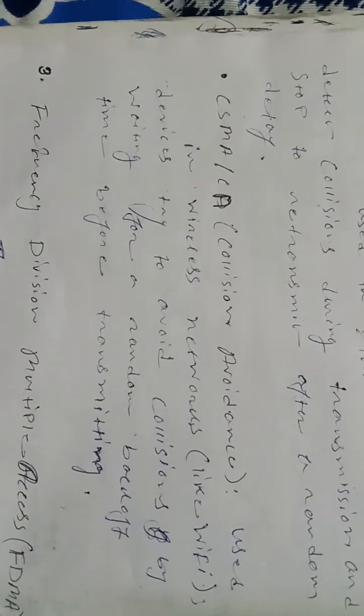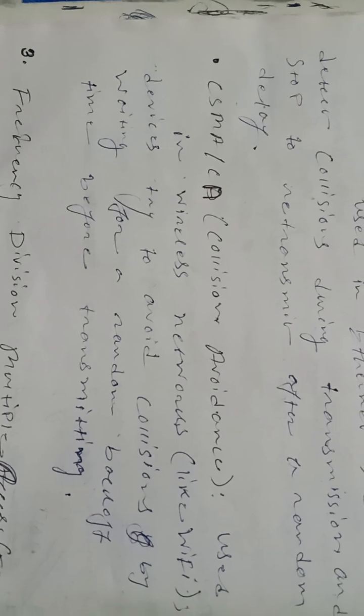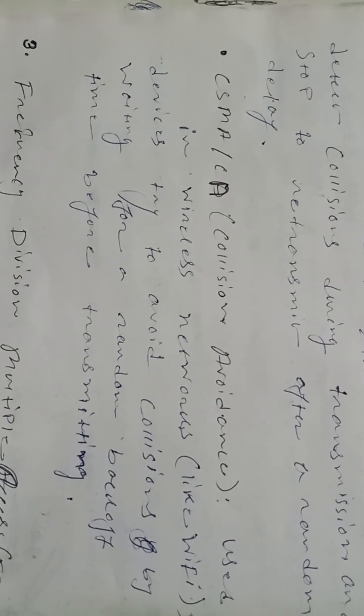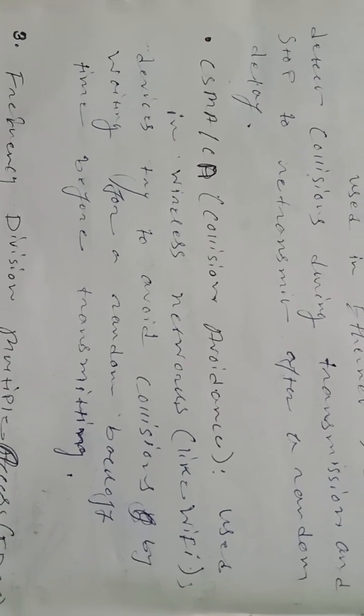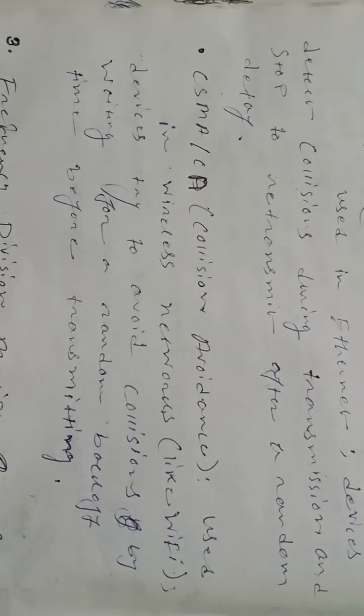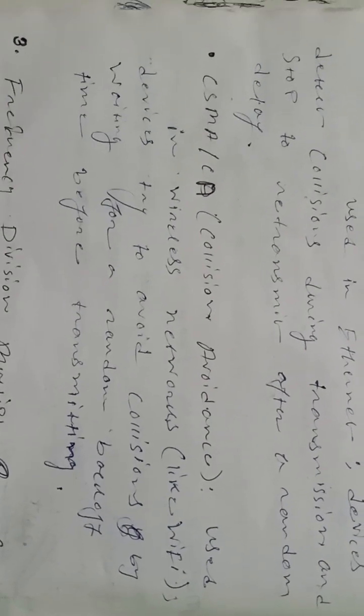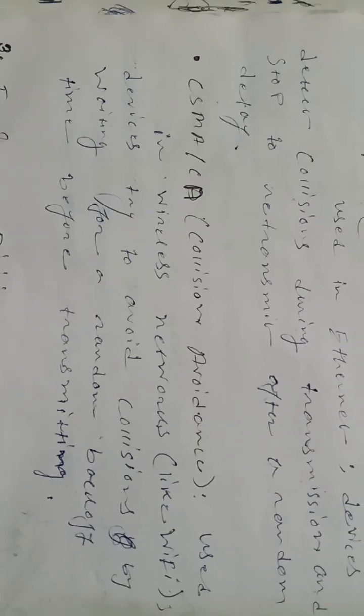After CSMA CD we have CSMA CA. CA stands for collision avoidance. So basically CSMA CD is a device that detects the collision, and after detecting the collision, CA avoids the collisions. That's why it's CA, or collision avoidance. It's used in wireless networks, for example Wi-Fi devices. It tries to avoid the collision by waiting for a random backoff time before transmitting the data. So it's also an added feature to CSMA.